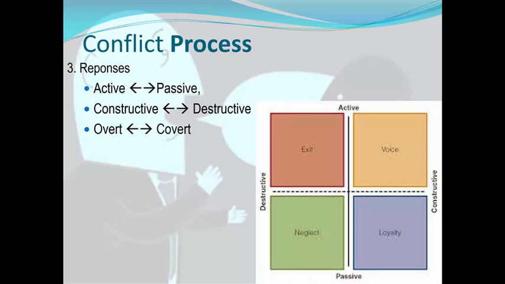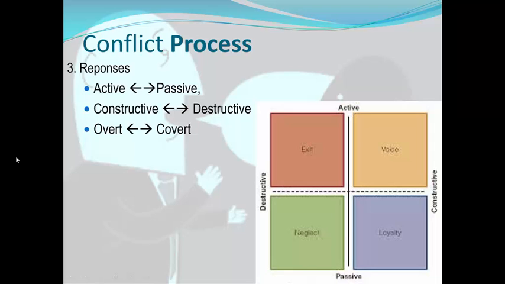And so this happens on a couple different levels. You'll notice that this chart shows that there are some versions of responses that are far more destructive, right? So this is the end of the continuum that's destructive, the end of the continuum that's constructive. Some are far more passive, and some responses are more active. And the other keywords here are overt and covert. So overt is very open and expressive. Covert is more that hidden, right? Spies are covert.